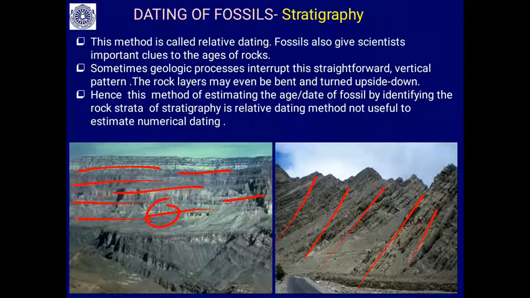It may be helpful in some regions where you can see horizontal strata like this. This is in the Ladakh region, where the strata are upside down because of geological action. Hence this method of estimating the age or date of a fossil by identifying the rock strata, or stratigraphy, is a relative dating method. It is not useful for numerical, exact dating, how many million years ago. It is only relative: in this period, like that we can say.